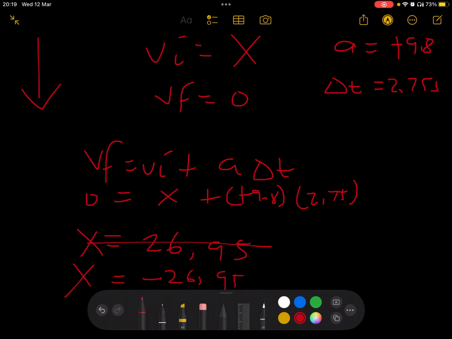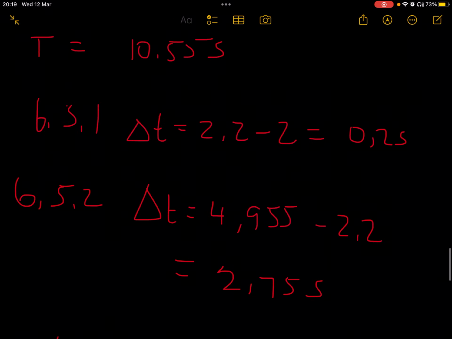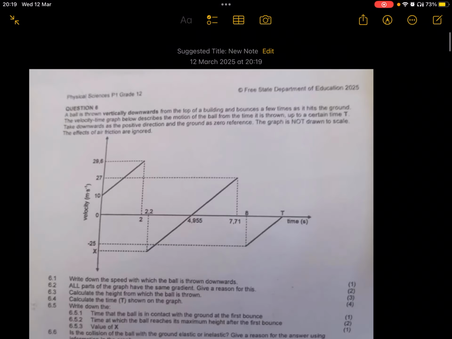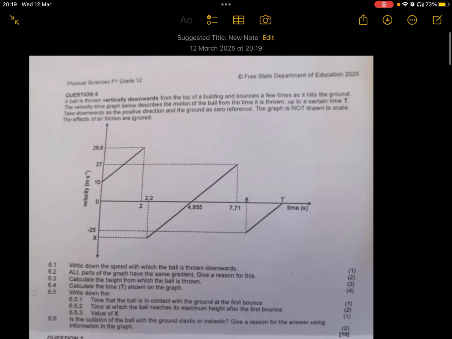Sorry about that. The last question is asking, is the collision of the ball with the ground elastic or inelastic? Give a reason for the answer using the information on the page. I'll just explain that one and not write it down for time constraints. There is an instance whereby the ball and the ground collide, stick together, then move away after a certain period of time. So it's impulse momentum. I'll have to cut this video short.